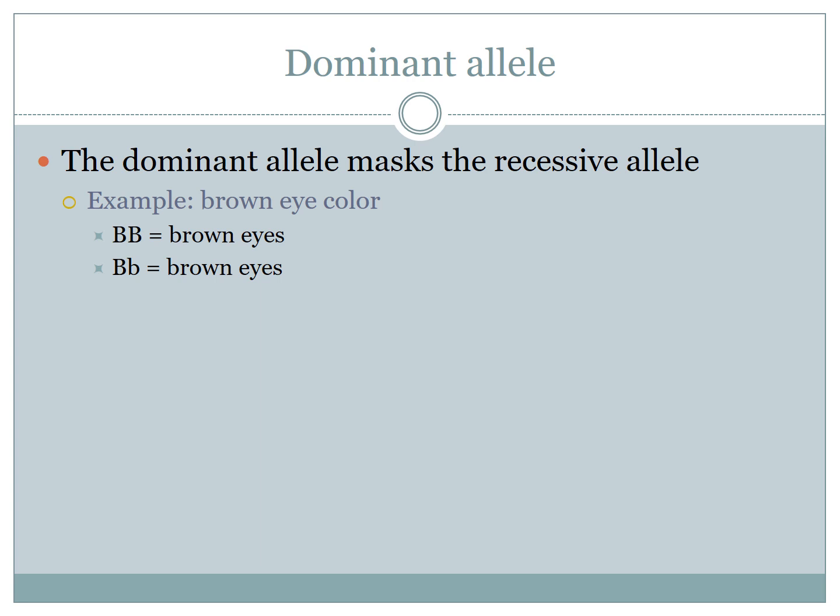Some alleles are dominant, and a dominant allele masks or overrides the recessive allele. People with the dominant allele, capital B, make brown eye pigment. Both of the genotypes, capital B capital B and capital B small b, would give brown eyes. Dominant alleles are always represented using an uppercase letter.